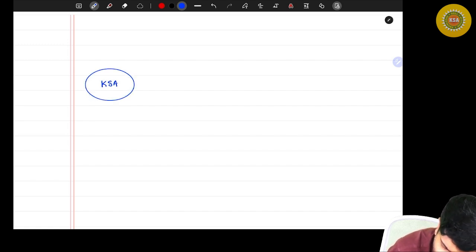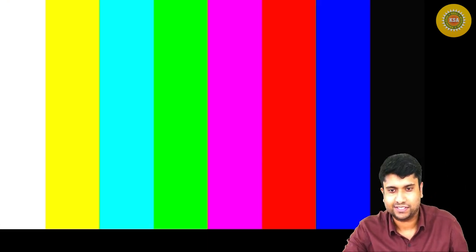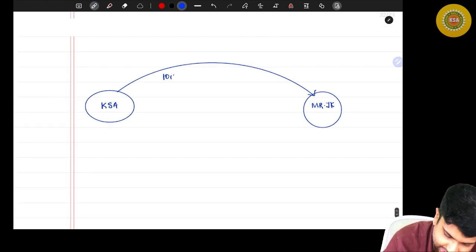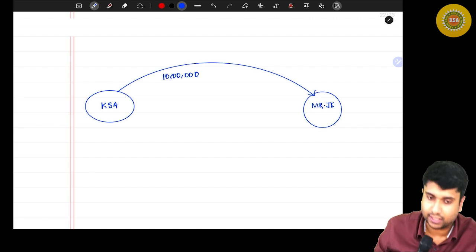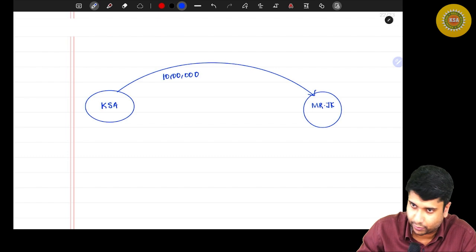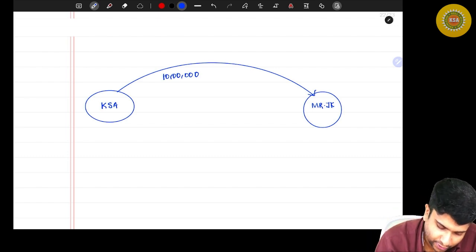We will take an example. Say there is KS Academy, and a person called Mr. JK. Say JK is the auditor of KS Academy, and KS Academy is making a payment of 10 lakh rupees to Mr. JK. When KS Academy makes the payment, what do you have to deduct?